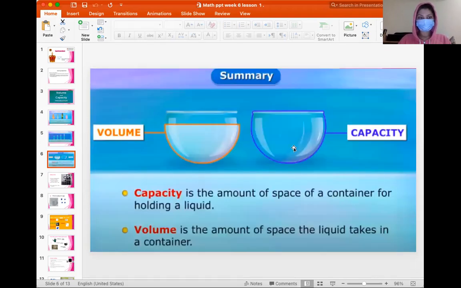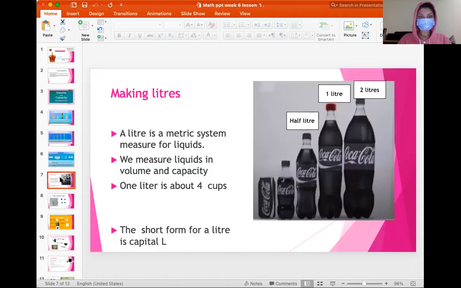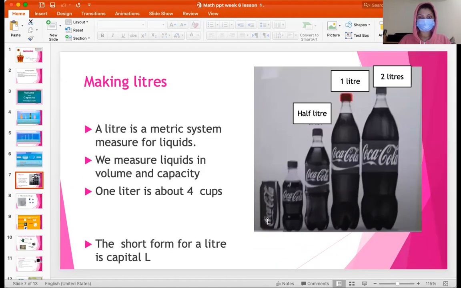This is a recap for what we have done. Of course, we have different containers with different capacities, like this is 330, this is like 400, half liter, 1 liter, 2 liters. A liter is a metric system measure for liquid. We measure liquids in volume and capacity. 1 liter is about 4 cups. Yeah, and this is for you.